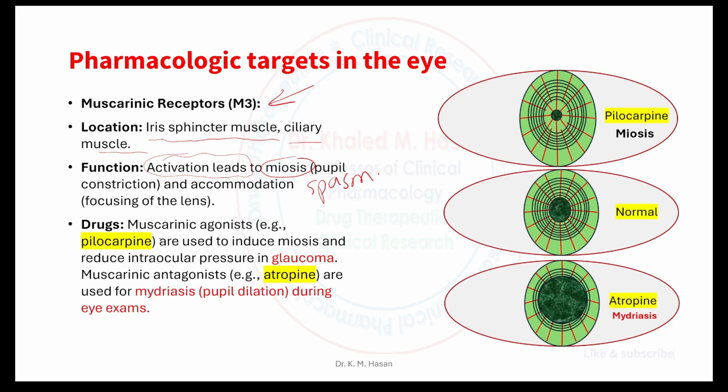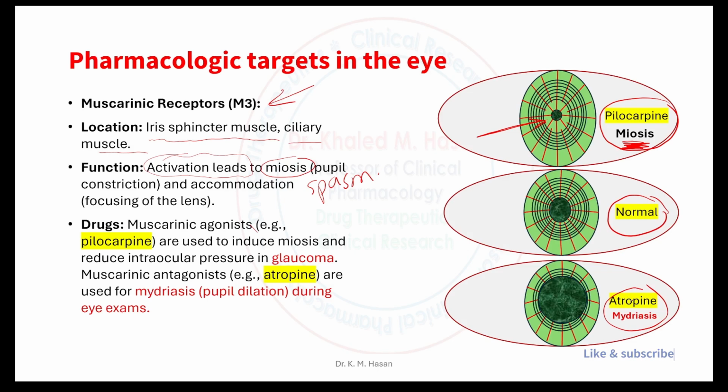We talk about spasm of accommodation here, and this will lead to focusing of the lens. Two medications we speak about here. We already discussed pilocarpine, and this is the normal eye, and this is the opposite, atropine. This represents the iris. You can see the normal diameter of the iris here. When you apply pilocarpine as eye drops, this will lead to miosis, a decreased diameter of the pupil. You can see it here. It's very clear.